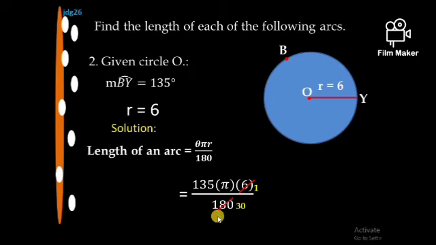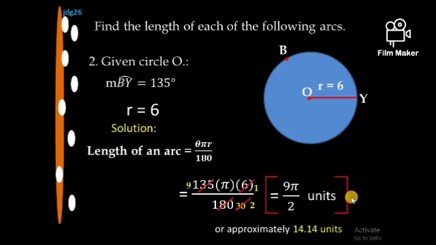Meron pa tayong pwedeng makancel. 135 and 30, and they are both divisible by 15. So, 135 divided by 15 is equal to 9. And 30 divided by 15 is equal to 2. So, i-multiply na lang natin lahat ng natira. 9 times pi times 1 is equal to 9 pi. And the denominator is 2. Lagyan na lang ng units. And it is approximately 14.14 units. And this is now the final answer.